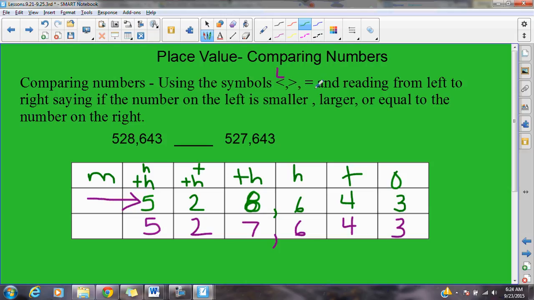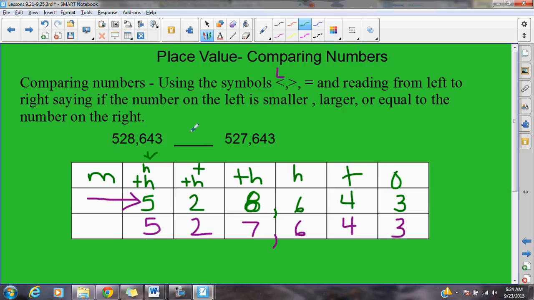So you use one of these symbols and you read from left to right, saying if the number on the left, which would be this number, is smaller, larger, or equal to the number on the right. So the first thing you want to do is put both of your numbers into a place value chart. And once you do that, you want to look at the highest place value. The highest place value here is the hundred thousands place. The hundred thousands place in both numbers is a 5. So that is the same.